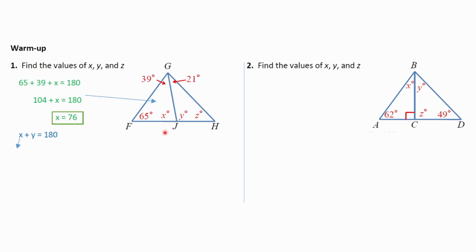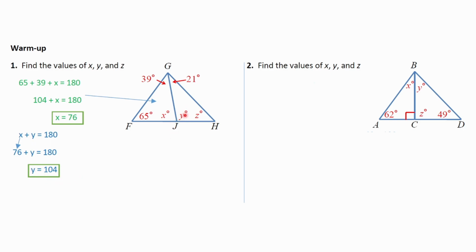Next, we're going to solve for y, and the reason is x and y are collinear, which means that they will also be supplementary. Since we now have the value of x is 76, we can substitute that value in and see that 76 plus y is equal to 180, which means that y must be equal to 104.